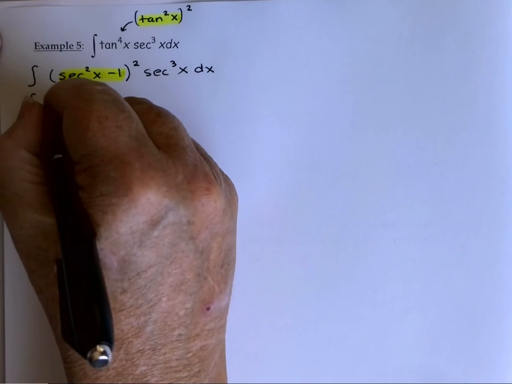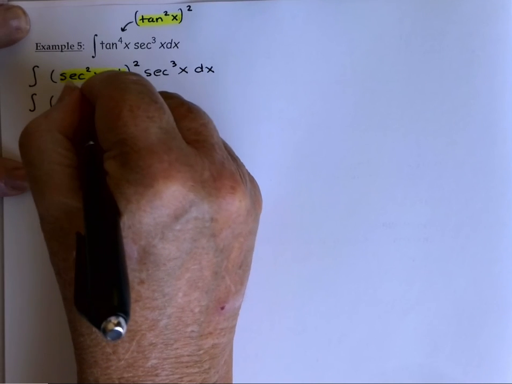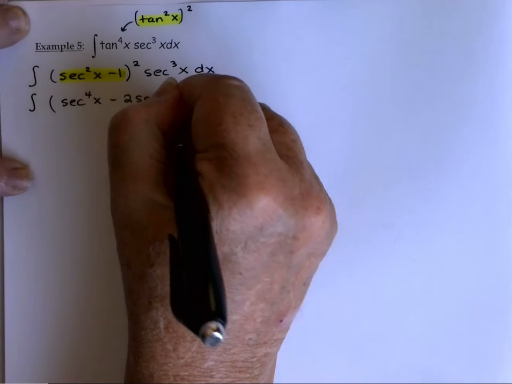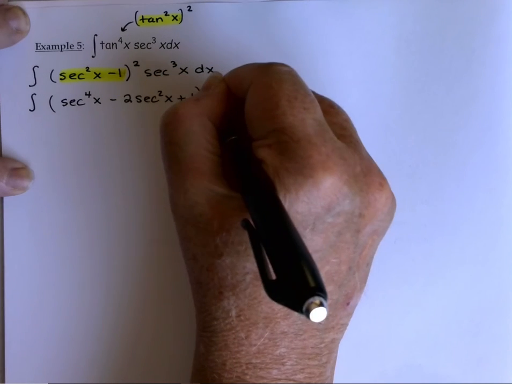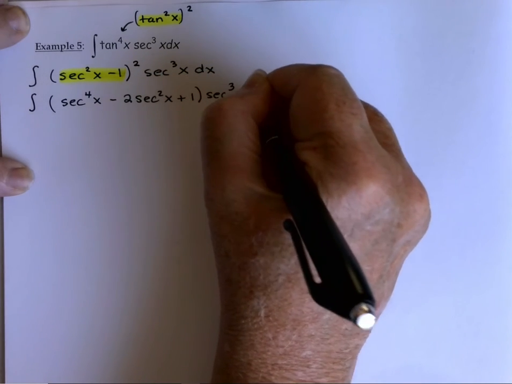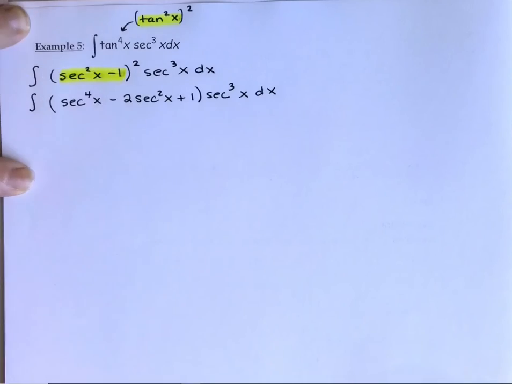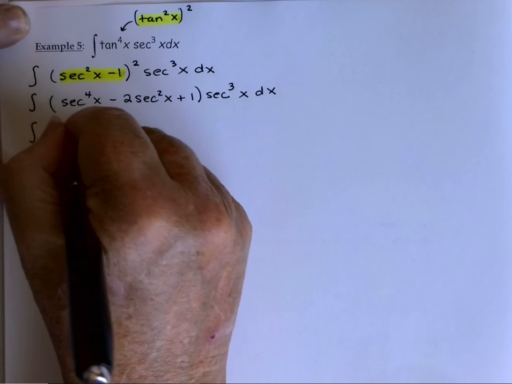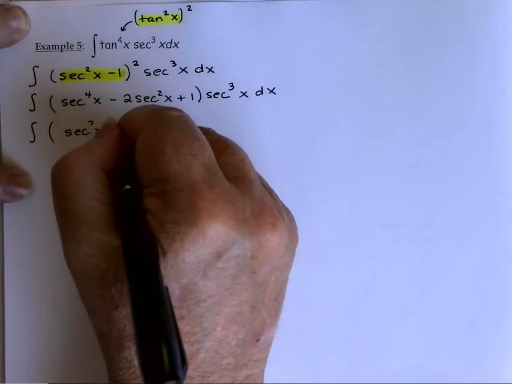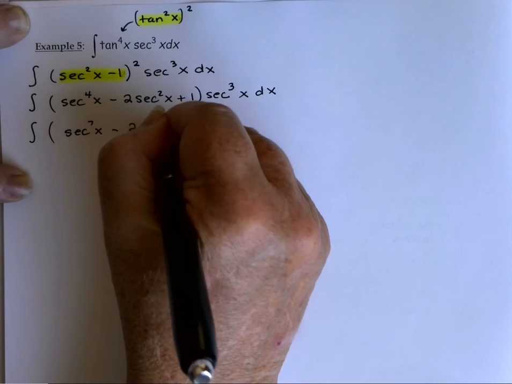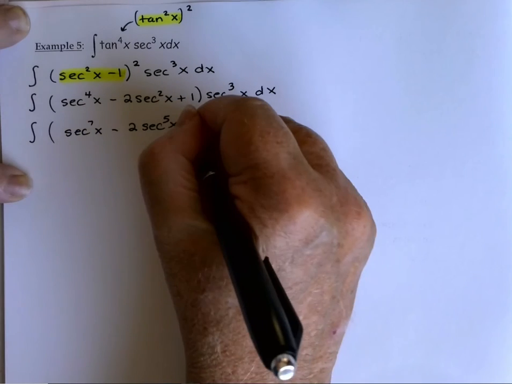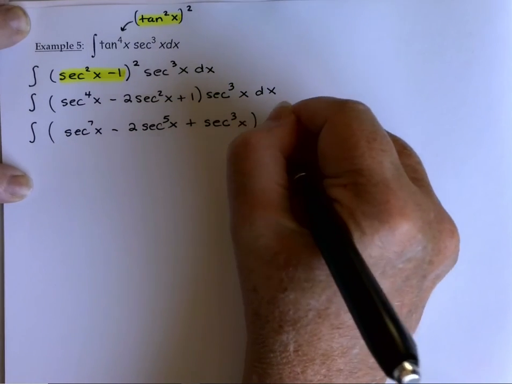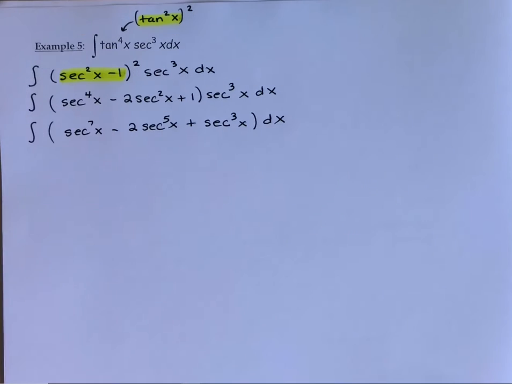Squaring this out, it's going to give me secant to the fourth x minus 2 secant squared x plus 1 times secant cubed x dx, or secant to the seventh of x minus 2 secant to the fifth of x plus secant cubed x dx.